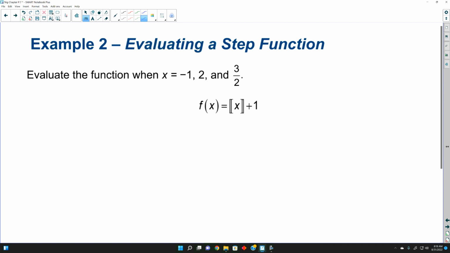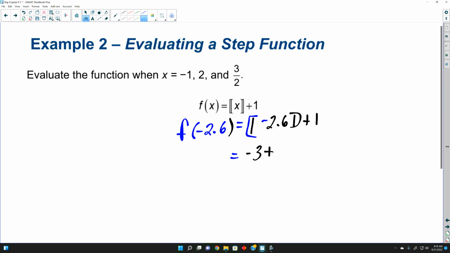Let's look at another. Let's say f of negative 2.6. So that'd be the step function value of negative 2.6 plus 1. So for this here, what's the step value of negative 2.6? It'd be negative 3, because we're looking at the value less than it. Now, again, there's a reason I chose negative 2.6, a negative number. Because with all the positive numbers, for the step value, we're dropping that decimal.